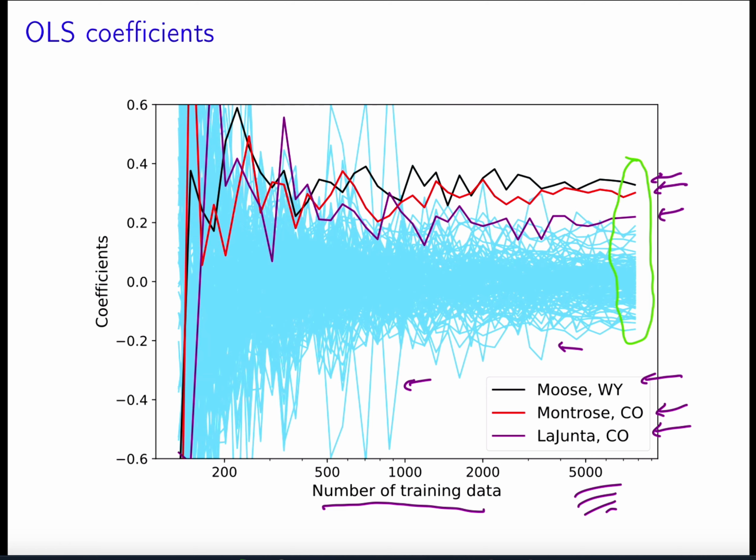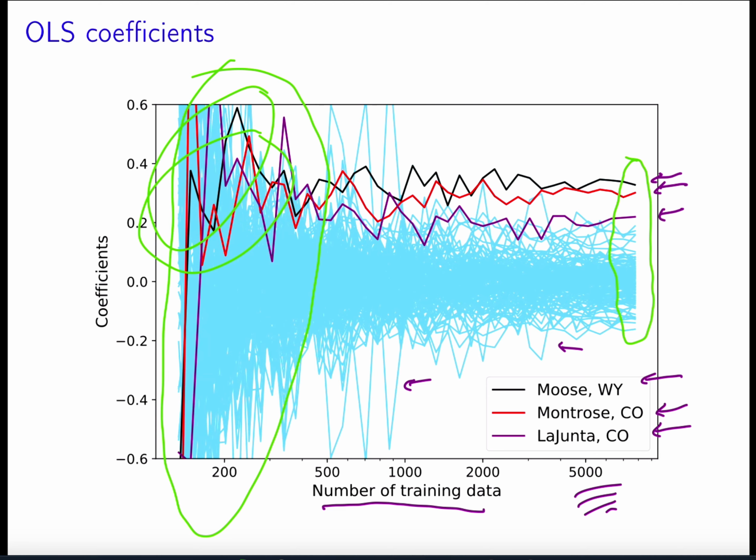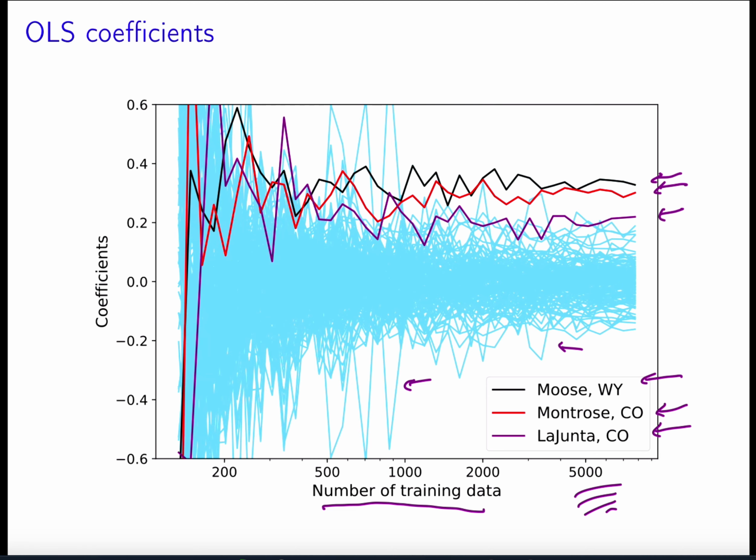What happens at the beginning? What happens at the beginning is that we see huge coefficients, which make no sense. Look at the variations, for example, in the red line or the black line. They're completely all over the place. What is happening is that we see huge positive coefficients and huge negative coefficients. There's a lot of cancellation.